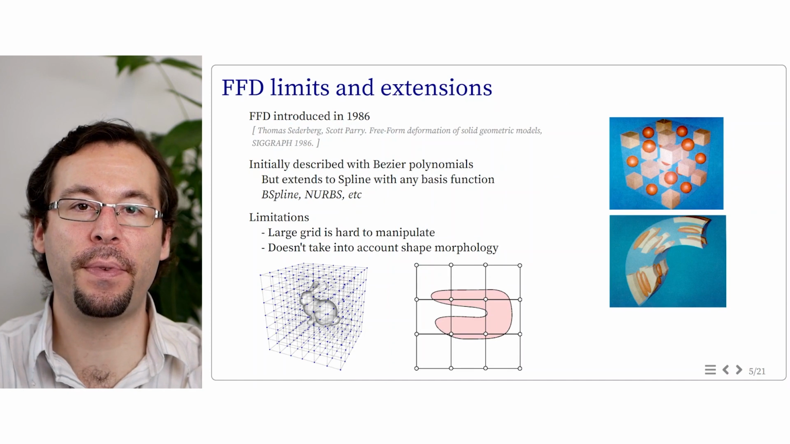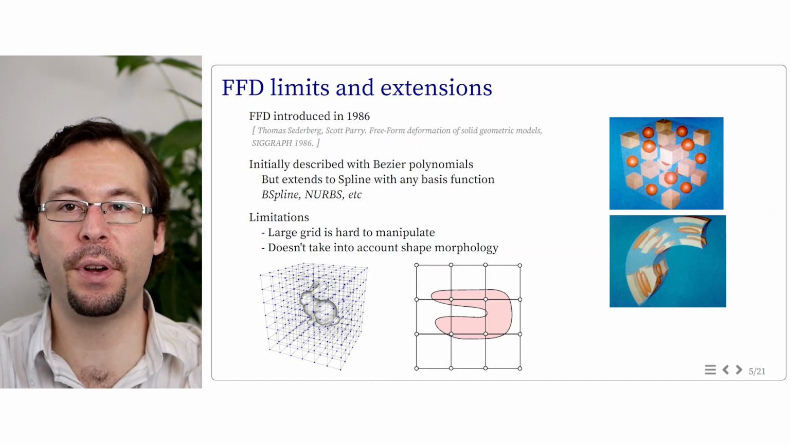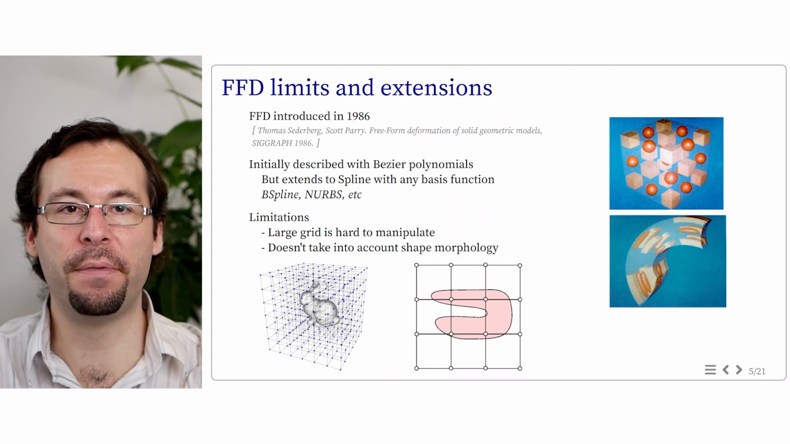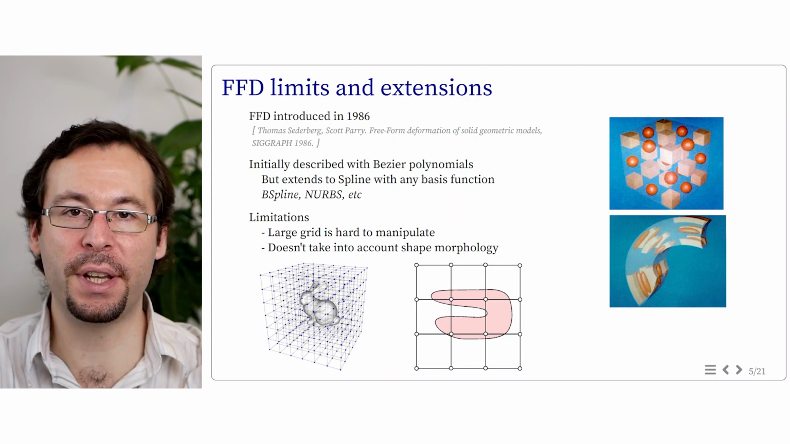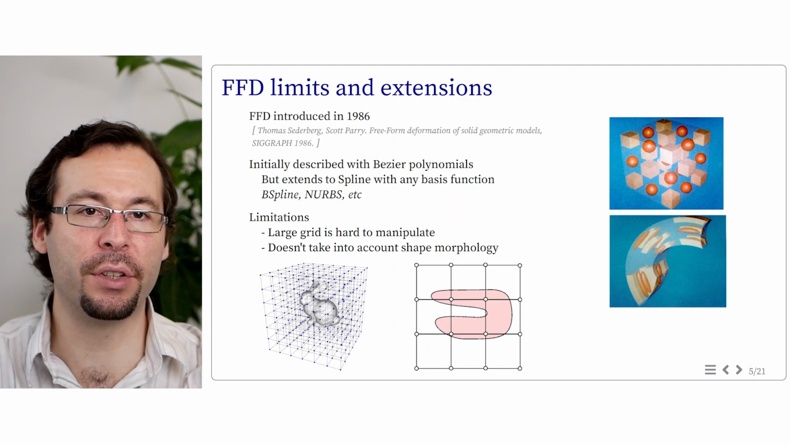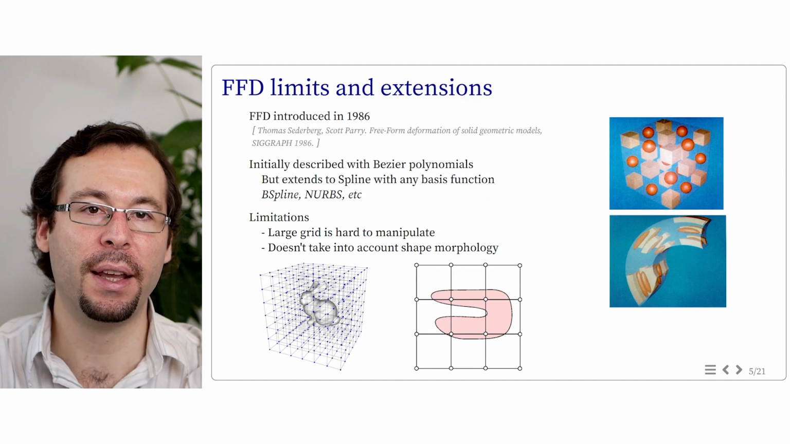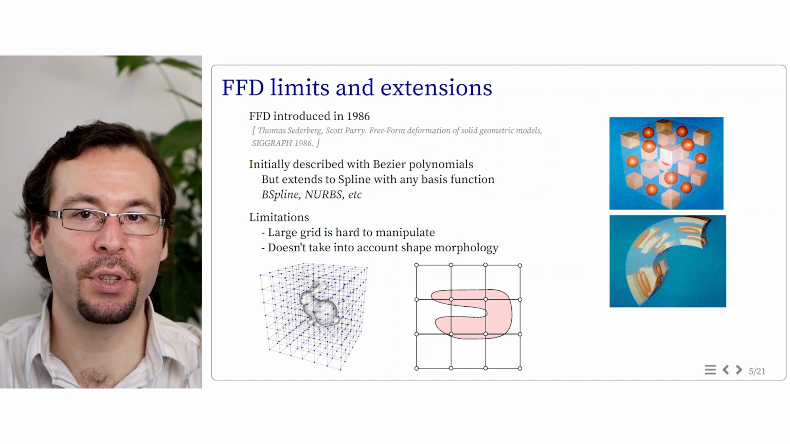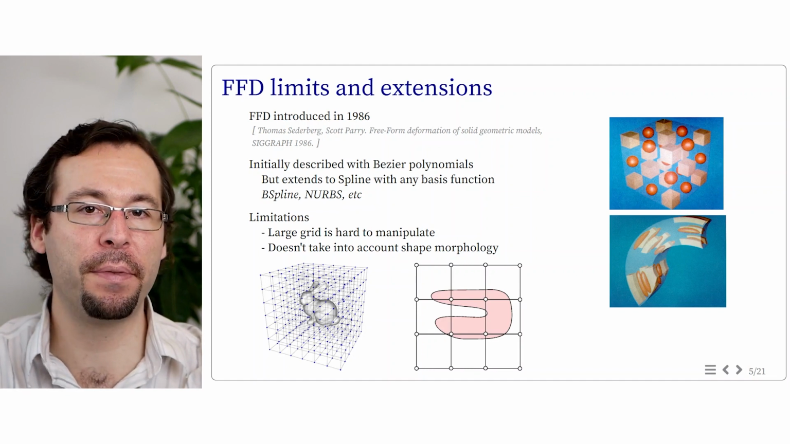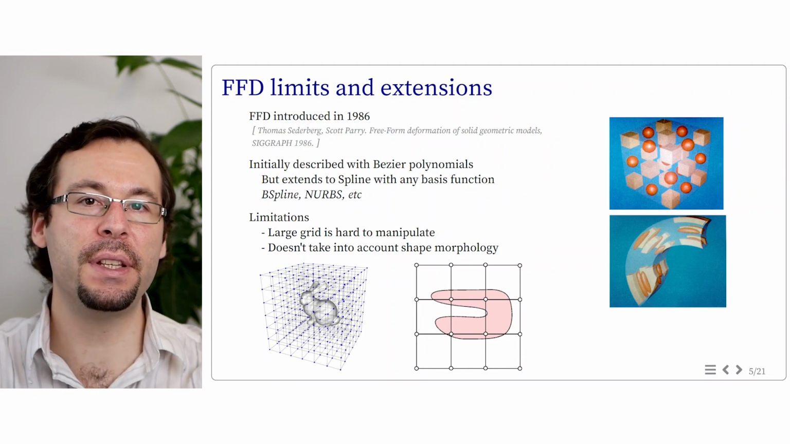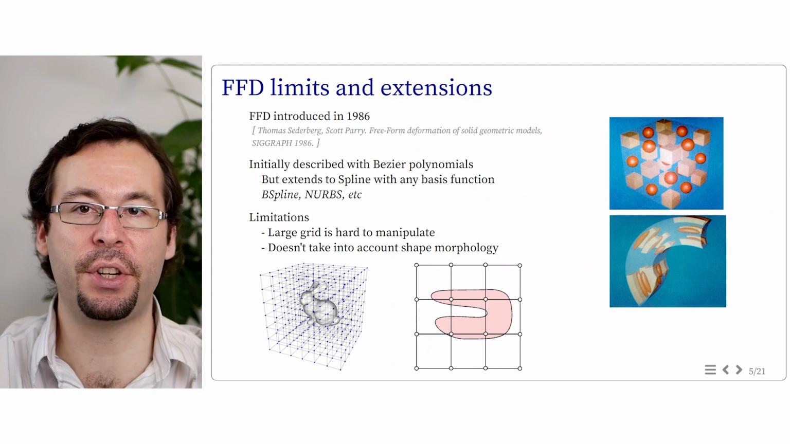So this approach of FFD was actually one of the first spatial deformations introduced in 1986, initially used with Bézier. One of the interests is that it can be applied to any shape embedded in the grid in a unified way. It can be points, curves, surfaces, or volume. Everything is deformed uniformly.